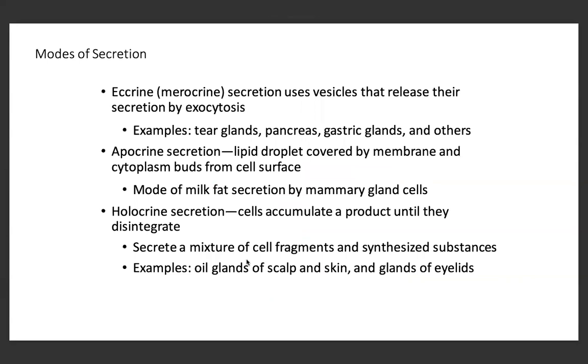There are three types of exocrine secretion listed for you on the slide. Eccrine, also known as merocrine, apocrine secretion, and holocrine secretion. The difference here will be in the amount of sweat, saliva, or whatever fluid this exocrine gland will be secreting.